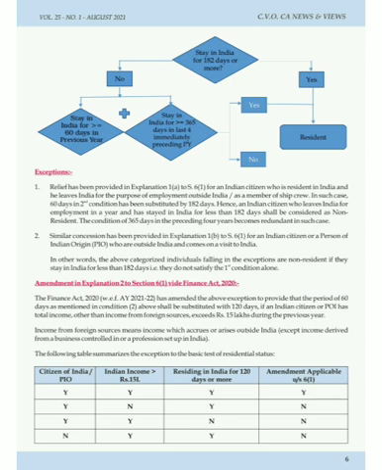Amendment in Explanation to Section 6(1) by Finance Act, 2020. The Finance Act, 2020, w.e.f. 2021-22, has amended the above exception to provide that the period of 60 days as mentioned in Condition 2 above shall be substituted with 120 days if an Indian citizen or PIO has total income, other than income from foreign sources, exceeding 15 lakh rupees during the previous year.